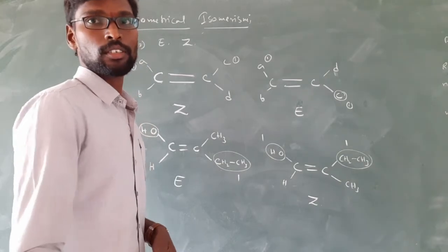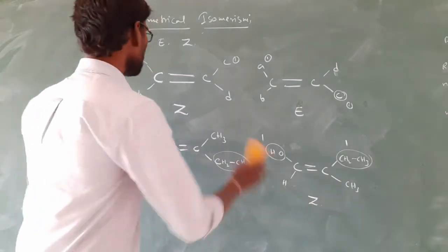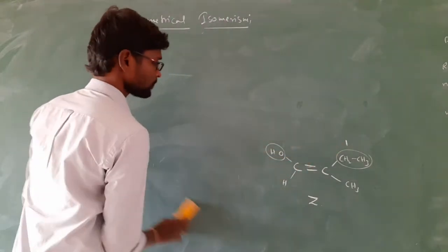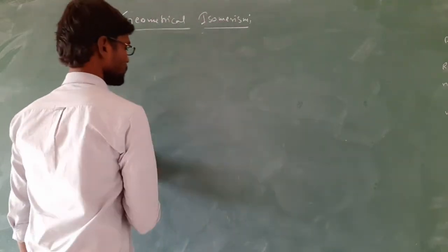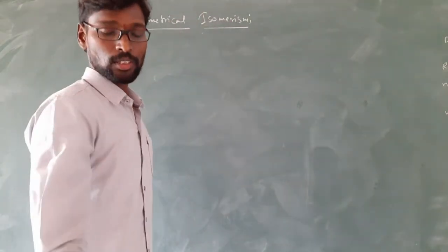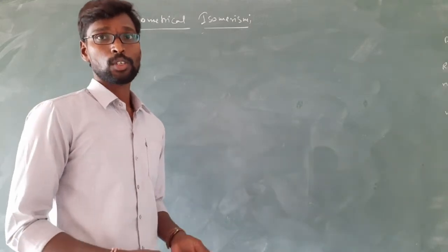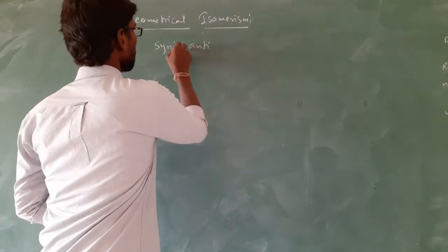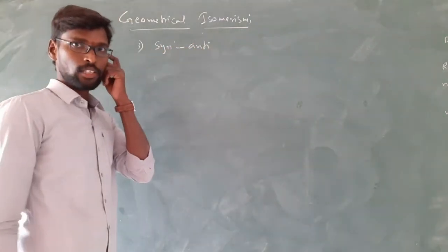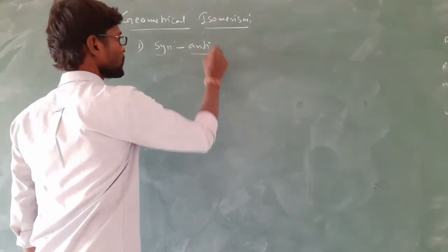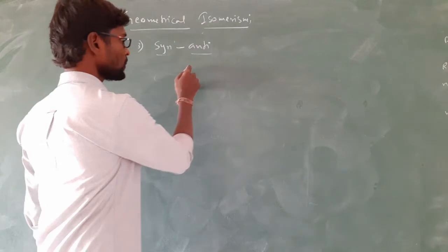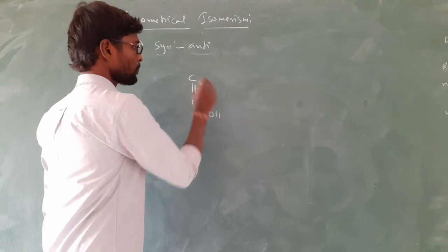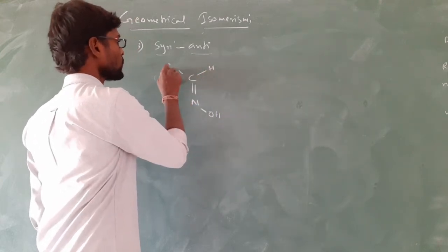Right, now we'll discuss the next one, the syn and anti concept. So the last one is syn and anti. Syn and anti isomerism arises only in oximes or azo compounds. Third one, syn and anti isomerism. So what is syn and what is anti isomerism, we'll check now. I told you this arises in oximes like this: N, OH is there, and here H is there, here CH3 is there.